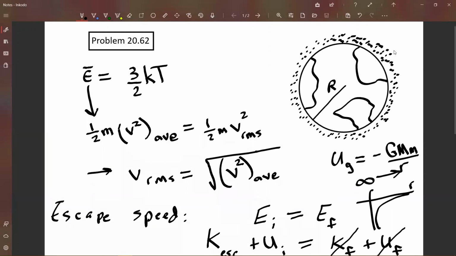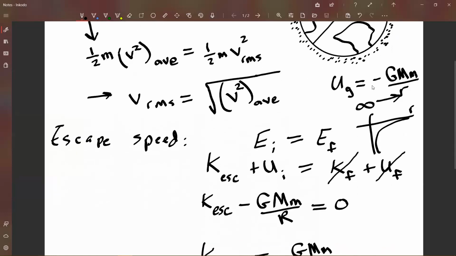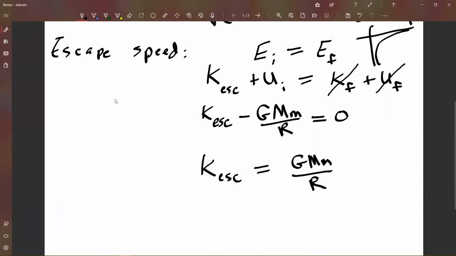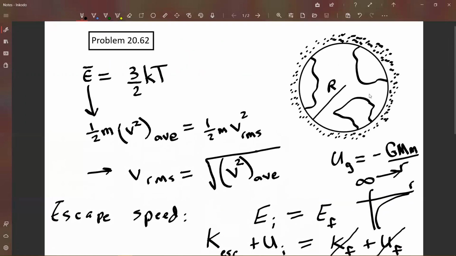So maybe I'm going to look at this particle right here. Maybe it's not moving quite fast enough, but then it has a collision with an adjacent particle and it gets kicked out with just enough kinetic energy to escape. So the temperature determines the average kinetic energy. If that average kinetic energy is greater than the escape kinetic energy, then any particle with that average energy or greater, which is located at the top of the atmosphere, will be kicked out and won't come back.